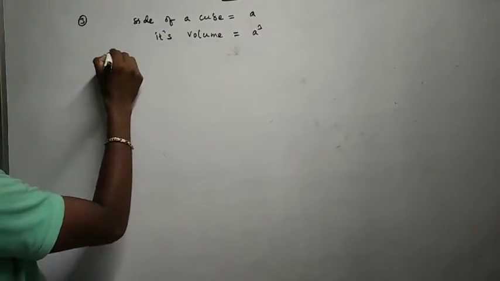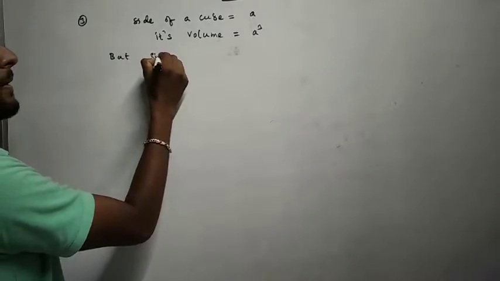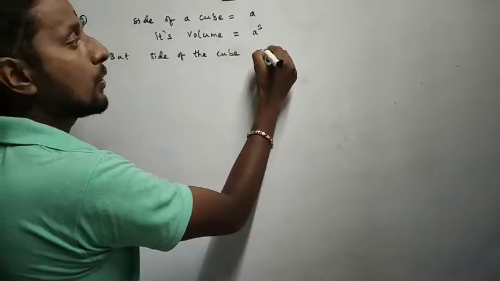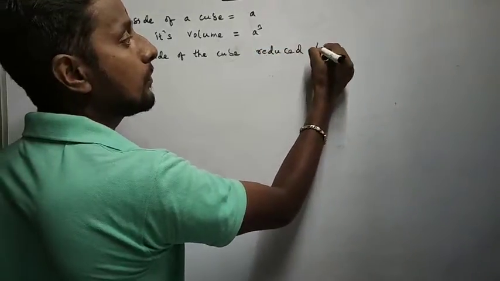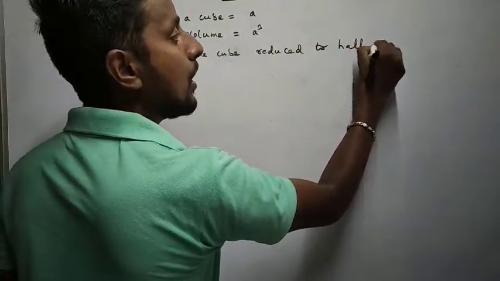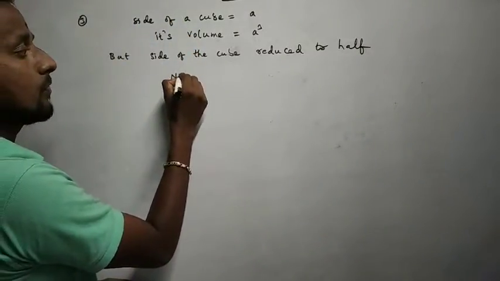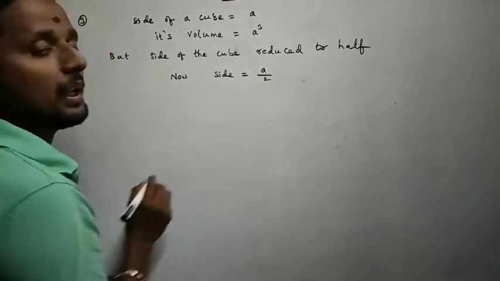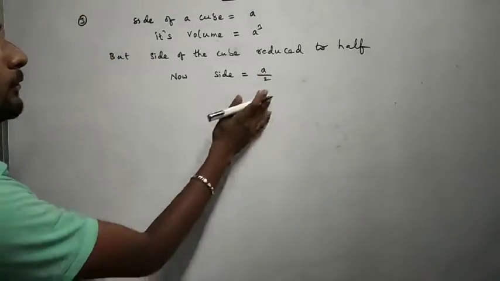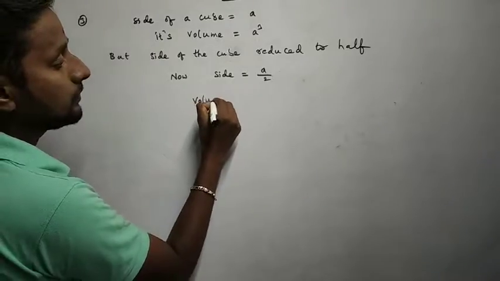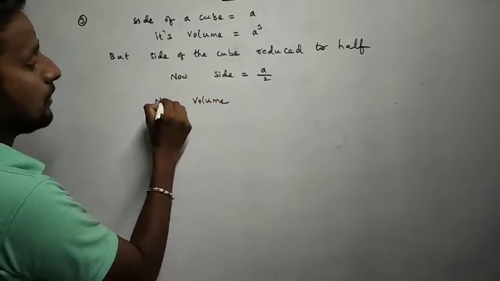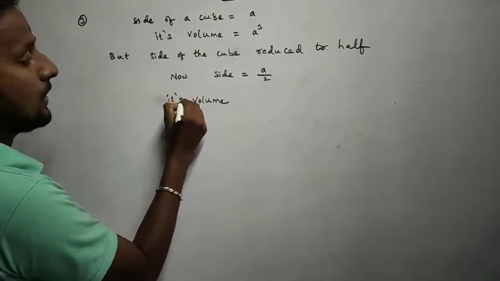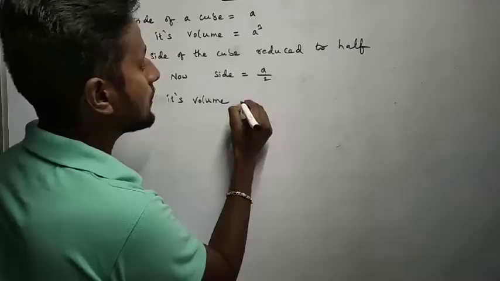What happened then? The side of the cube is reduced to half. Now the side is equal to a by 2. Am I right? Then what happened to the volume? Now its volume, what happens now?